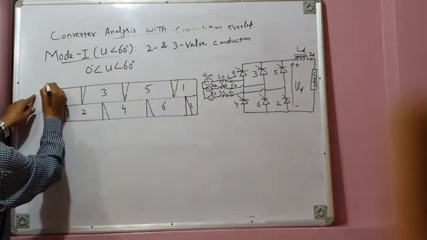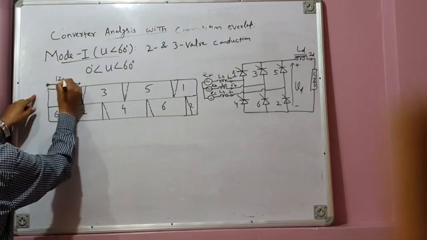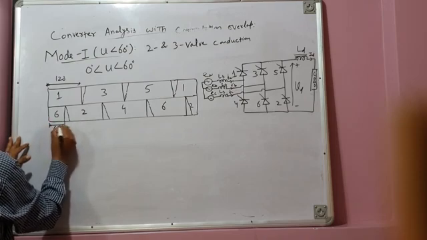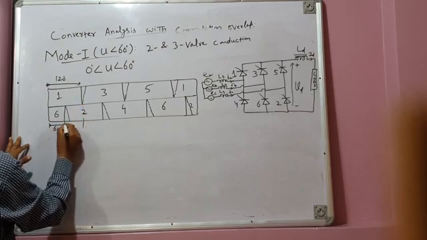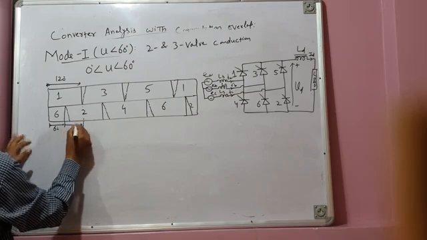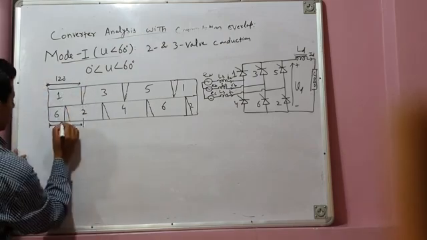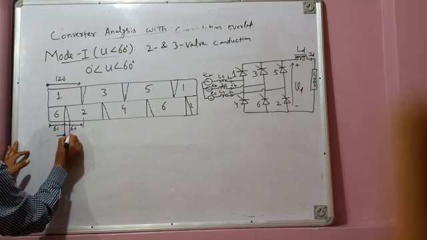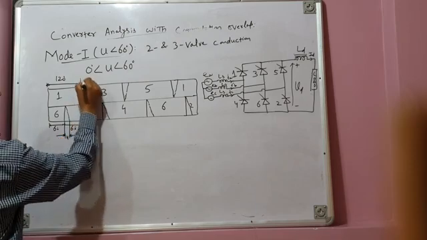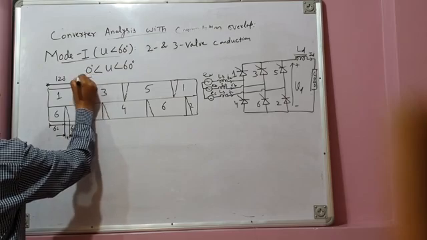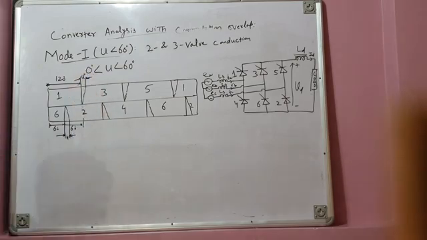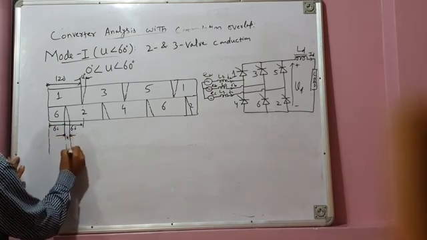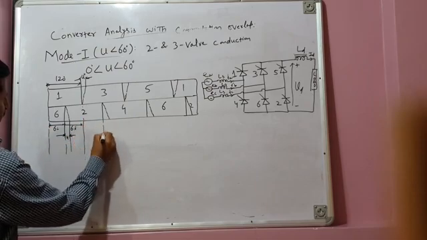Now what is this? Total interval is 120 degrees. In this 120 degrees, this is a 60 degree interval, and this is another 60 degree interval, so total is 60 plus 60, 120 degrees. This shows commutation overlap angle U on the bottom side as well as on the top side. This is U degrees, commutation overlap. Now let us see what happens. Let me first draw all these projections.